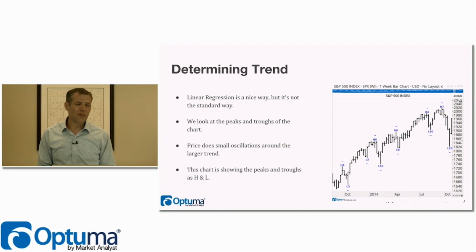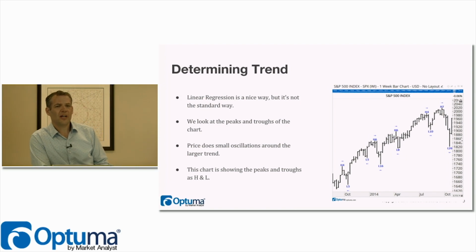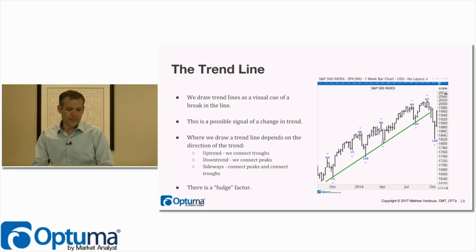All right, determining trends, as we said, linear regression is a great way. It's not really the standard way that we would do it. Typically when we talk about trends and trend lines, it's by observing the peaks and troughs on the chart. On this one, we've just put on a little tool that identifies peaks and troughs, and so just so we can mark them. As I said, price is going to do oscillations around the larger trend, and looking at that one, what we've got is a trend line here that we're drawing in.